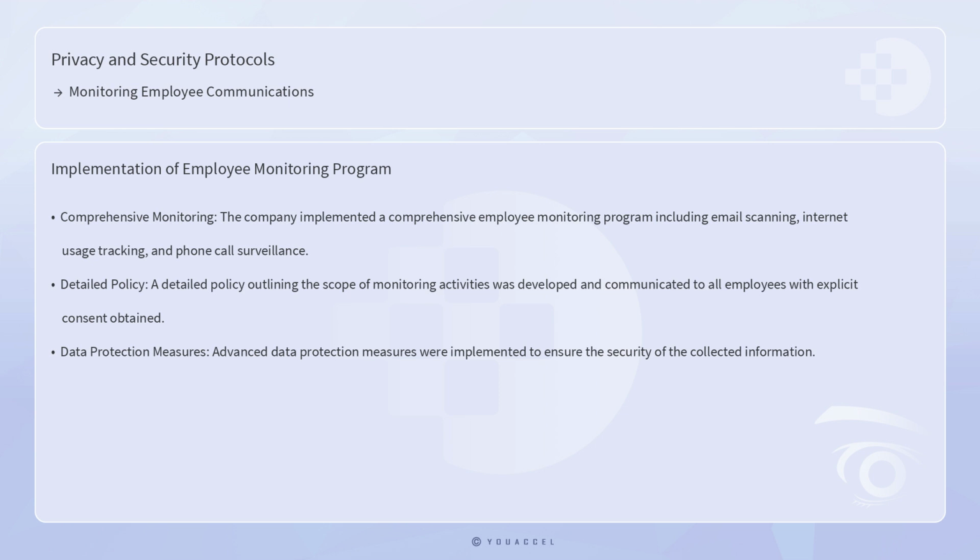To illustrate the practical application of these principles, consider the case of a California-based technology company that implemented a comprehensive employee monitoring program. The company developed a detailed policy outlining the scope of monitoring activities, including email scanning, internet usage tracking, and phone call surveillance. The policy was communicated to all employees, and explicit consent was obtained. The company also implemented advanced data protection measures to ensure the security of the collected information. By taking these steps, the company was able to protect its sensitive information and maintain compliance with legal requirements while respecting employee privacy.